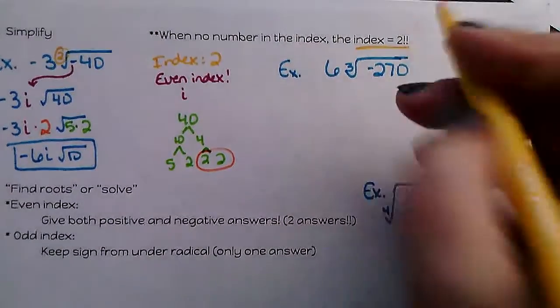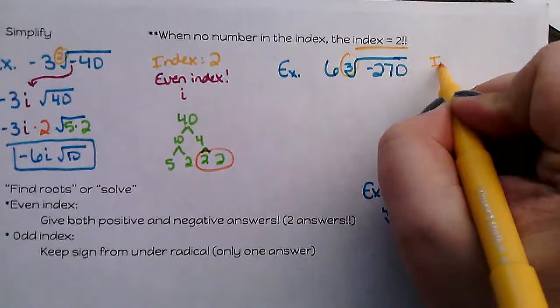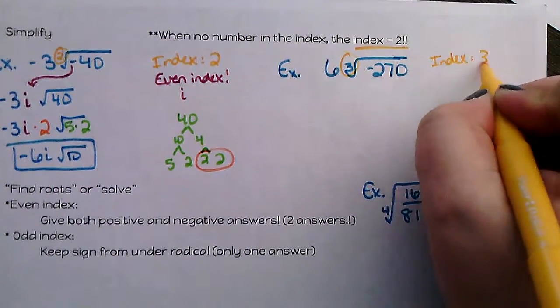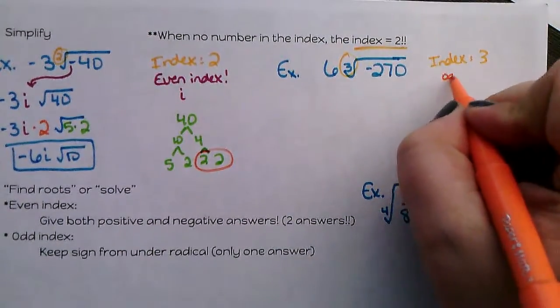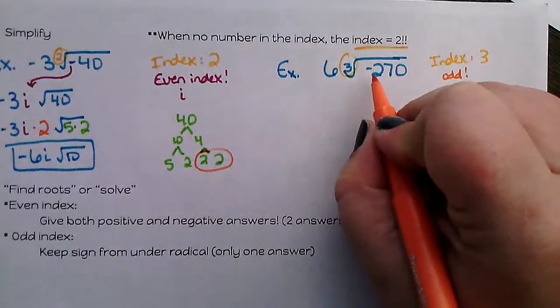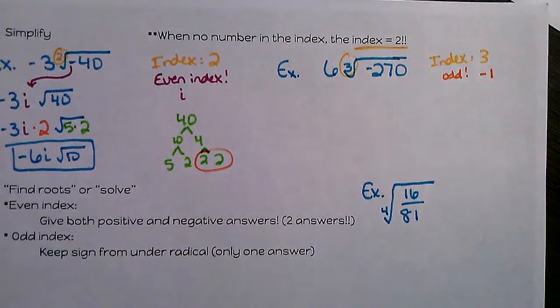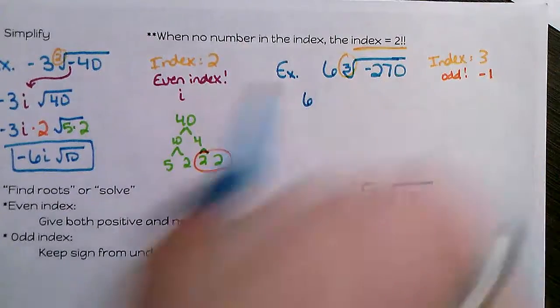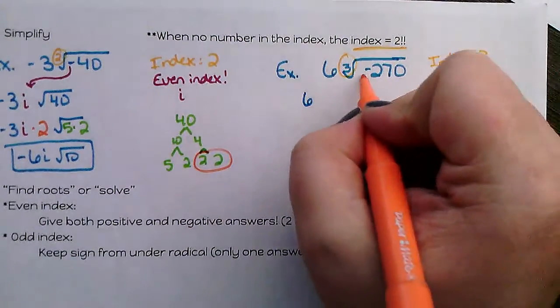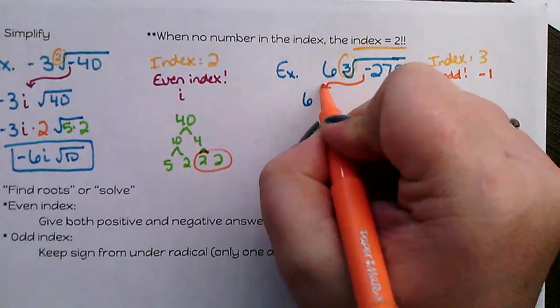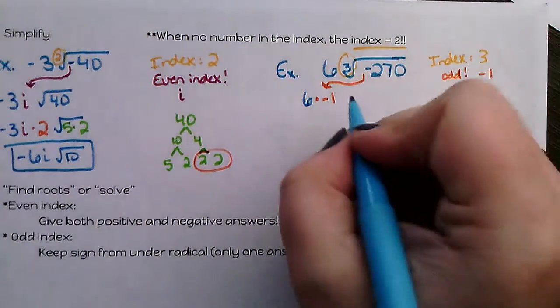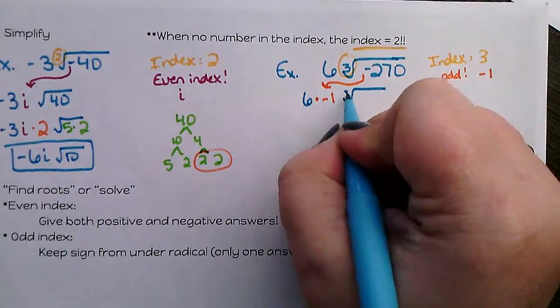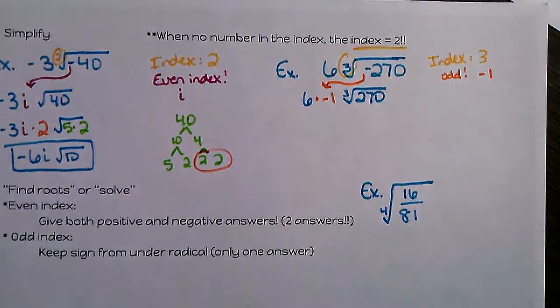First thing you do anytime you encounter these problems is circle the index. The index in this case is 3. So we know that 3 is an odd number. So since we have a negative under there, it's going to give me -1. So my 6 comes down. My negative that was in there, since it's an index of 3, that's an odd number, I get a -1 outside. And then I do the cube root of +270.